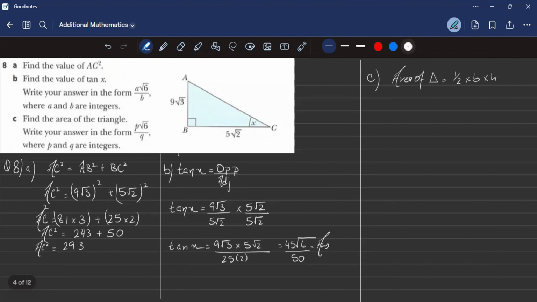So basically we have the base here. BC is the base. AB is the height.